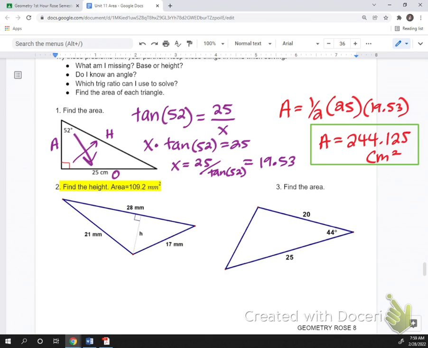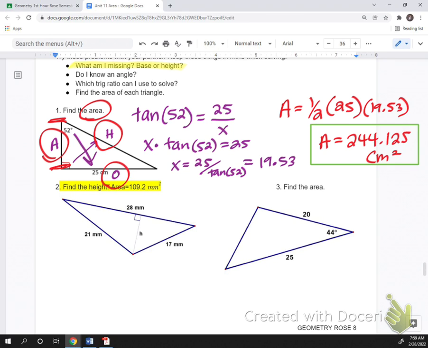In number 1, it says find the area. But again, my questions up here, what am I missing? What are you missing in number 1? The height of the triangle. So then I did my right triangle trig and I started by labeling. I need to find the height of the triangle so that I can do the area formula. I'm going to have to use tangent because the opposite of 52 degrees is the base and I'm solving for the height, which is the adjacent side of my right triangle.